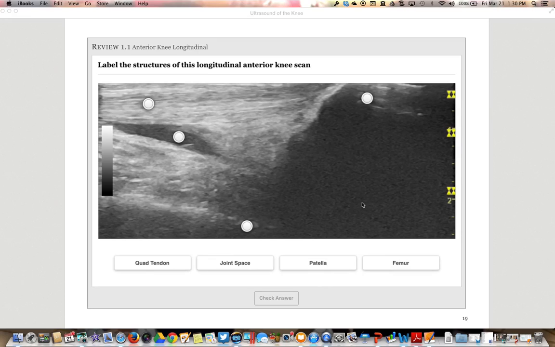Finally, a review quiz is noted in the ebook, which we will not review for the sake of this video. We will go to the next parts, the medial, lateral, and posterior parts, in a separate section.